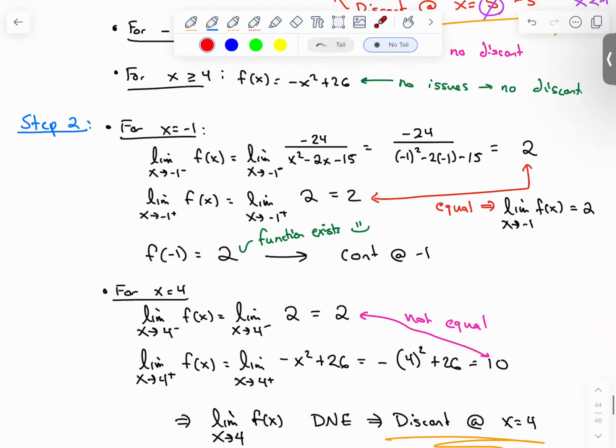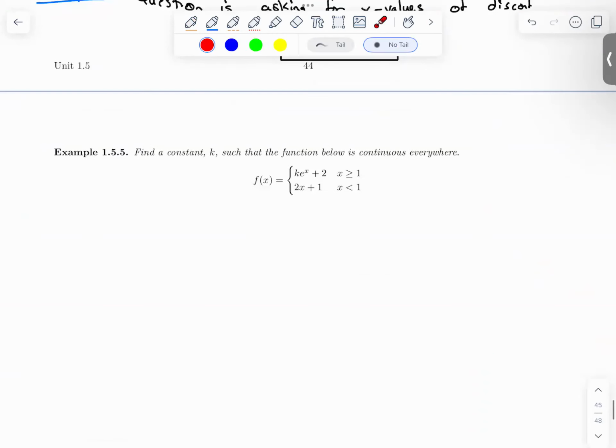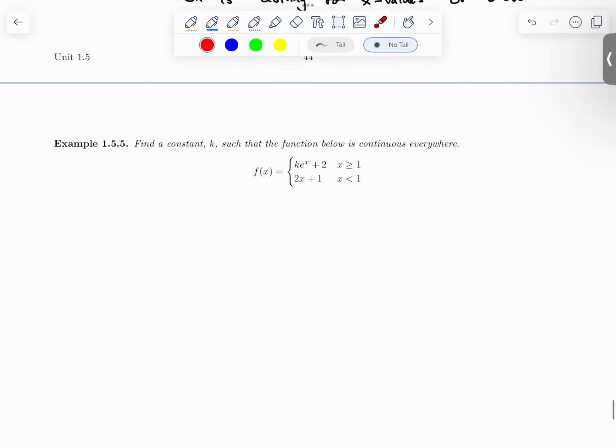Now we get to the really fun problem. Well, this one is not as fun as the next one, but it's still very fun. Find a constant k such that the function below is continuous everywhere. Okay. So we need it to be continuous everywhere. K is just a constant. We don't know what it is at the moment, but it's just going to be some number. Could be 5, could be -3 billion. We do not know, so we'll just treat it as an arbitrary constant for now, and we'll go through the motions.